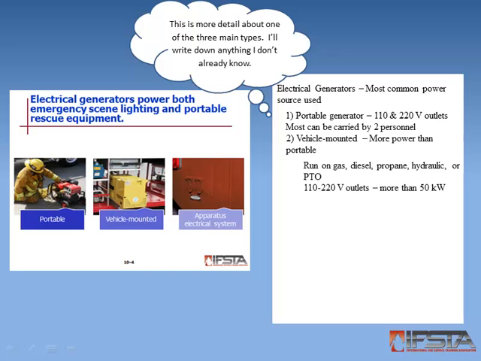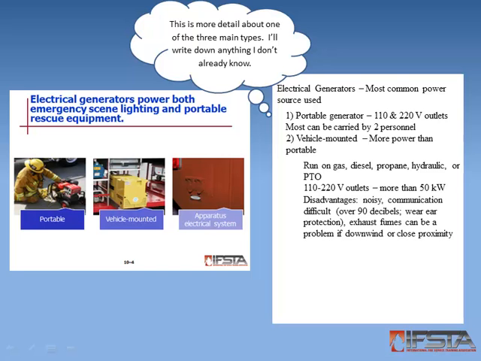Some of the disadvantages of using portable generators. They're very noisy. If they have their own separate engine, they make communications very difficult. They will run more than 90 decibels, and you'll have to use protective hearing devices. The exhaust fumes may contaminate the scene if the vehicle is not positioned downwind, or your firefighters are working in close proximity to these generators.